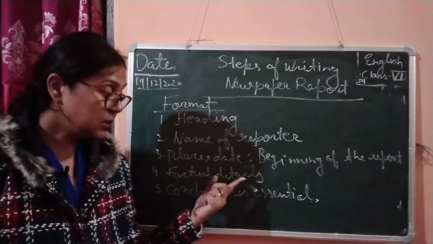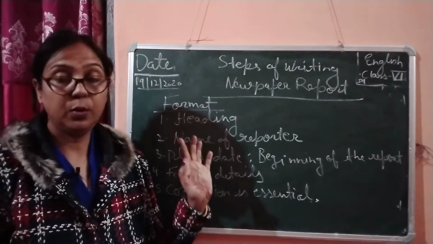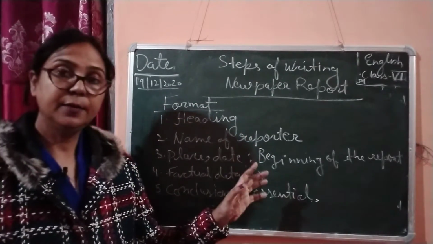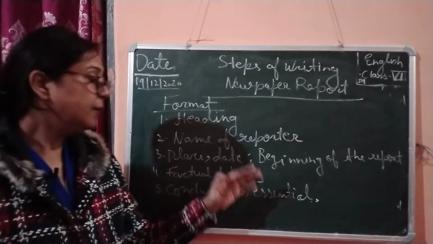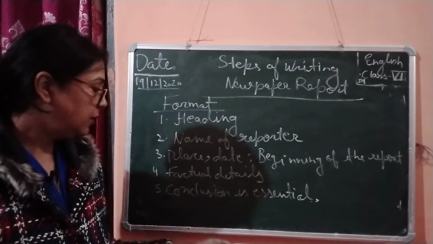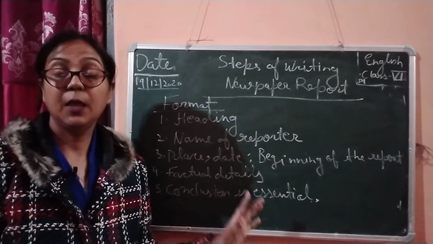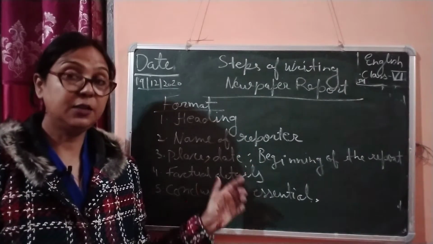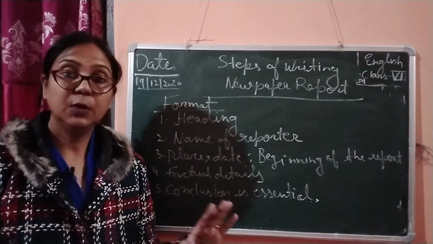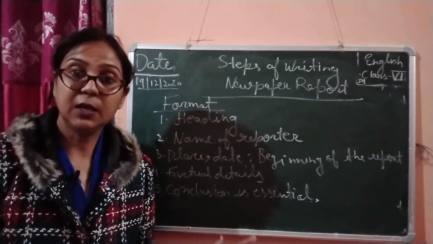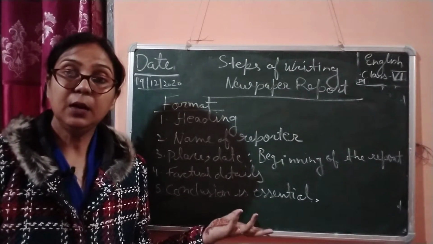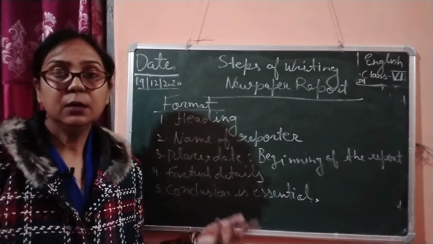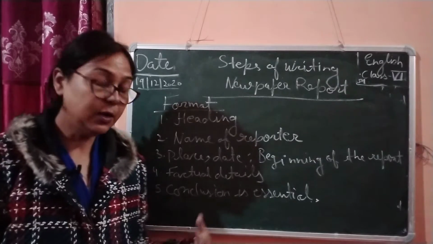Place, as we have discussed, and beginning of the report. In the beginning of the report, you should mention place and date. And then we move inside the report, that is factual details. Factual details and relevant information must be given by the writer. Otherwise, nobody will take interest in that, because it will not be liked by the viewers or the readers.